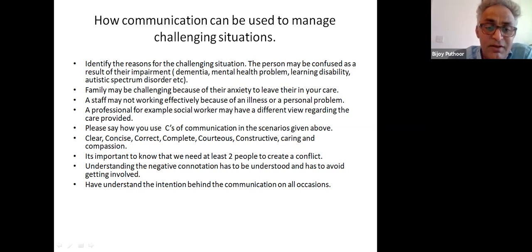It's important to know that we need at least two people to create conflict. So when someone is exhibiting a lot of challenging behavior, and if you're communicating with them, there may be times when you do not want to continue that conversation. Give the person a bit of time and space so that the person can calm down and think logically.